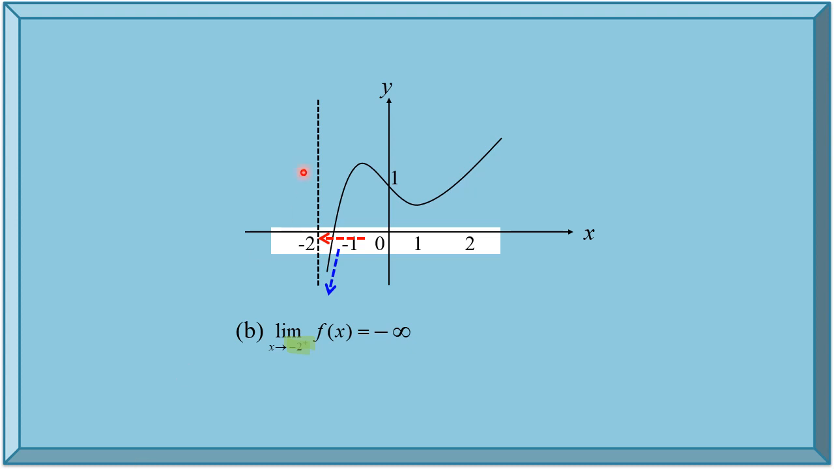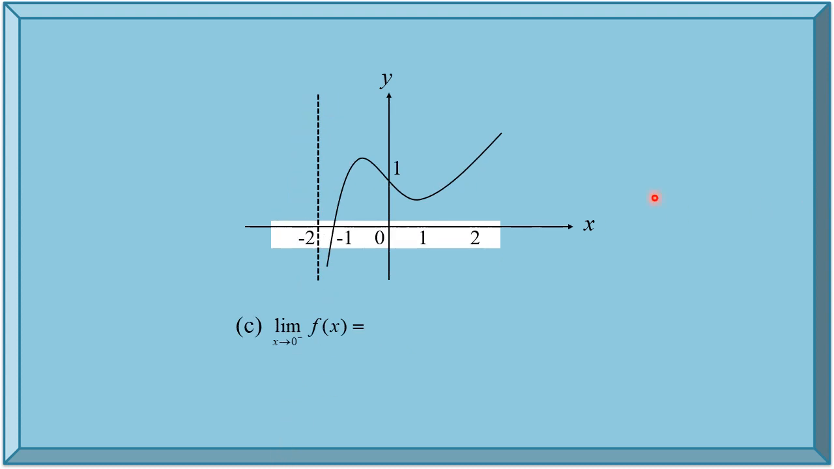Okay, this vertical line, the graph will not approach it, because this line is an asymptote. Next, as x approaches 0 from the left side. So where is the left side of 0? It should be here, the value of x. As x approaches 0, the graph here is approaching 1. So the answer is equal to 1.